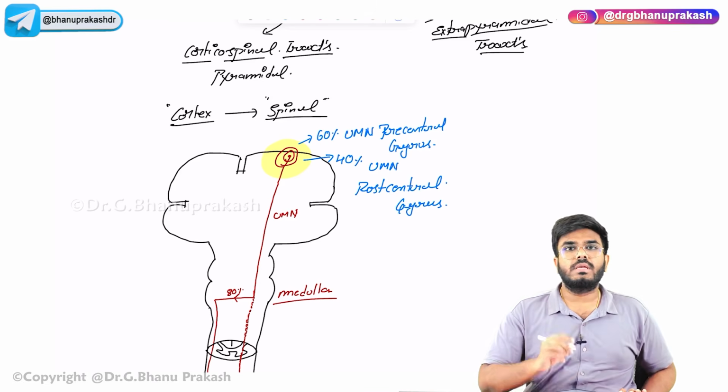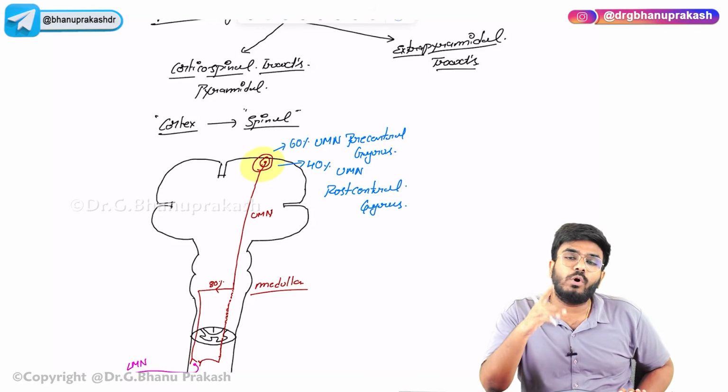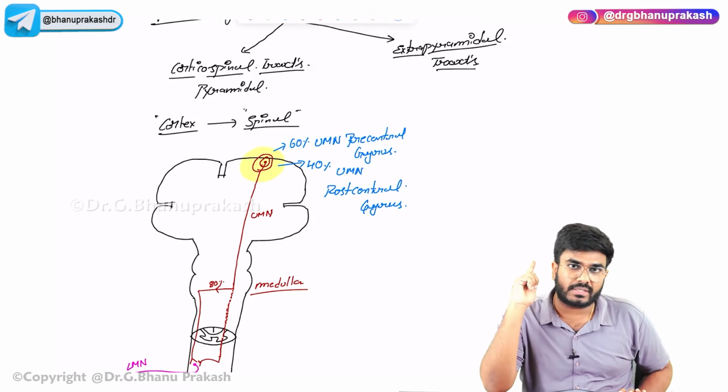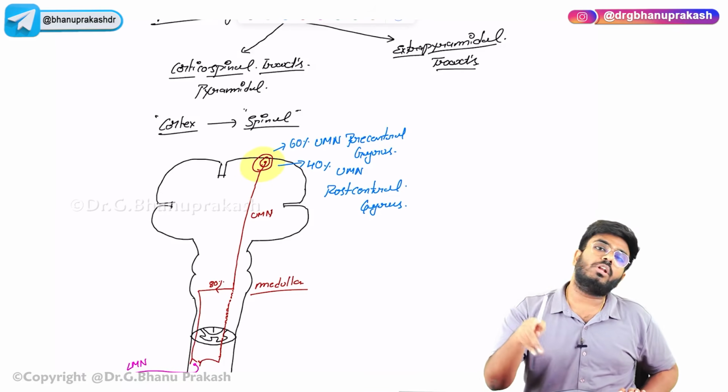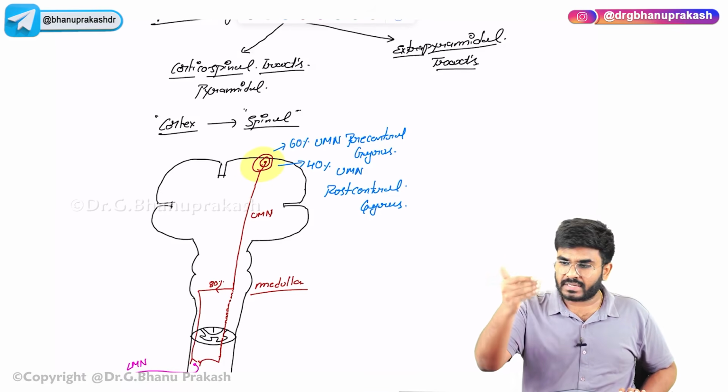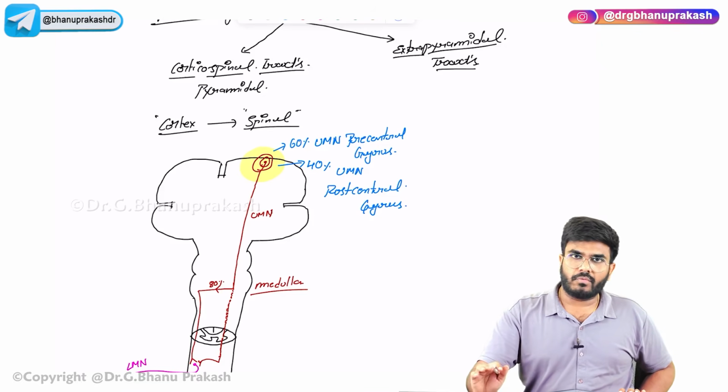Okay, postcentral gyrus, which means upper motor neurons arise both from motor cortex as well as sensory cortex. Remember, upper motor neurons arise both from sensory as well as motor cortex, and they are descending down into the spinal cord, right?